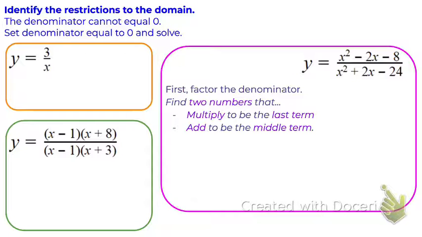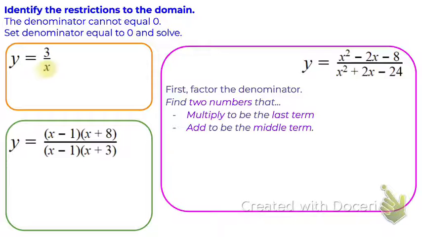Here we're going to go over these three examples where we're asked to identify the restrictions to the domain. The domain are the x values, so it's just asking us what can x not equal. We need to remember with fractions that the denominator, that bottom number, cannot be 0. So if we look at this first one in the orange box, the bottom number, the denominator, can't be 0.